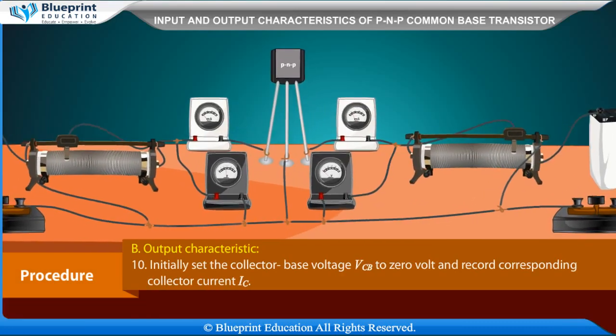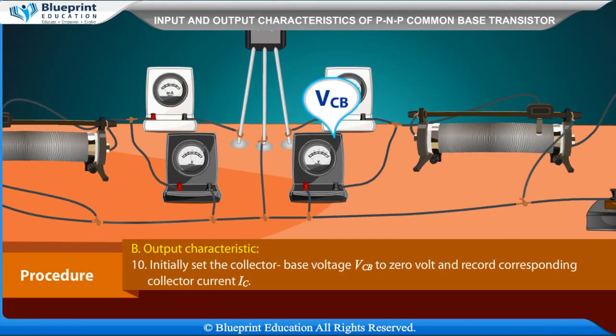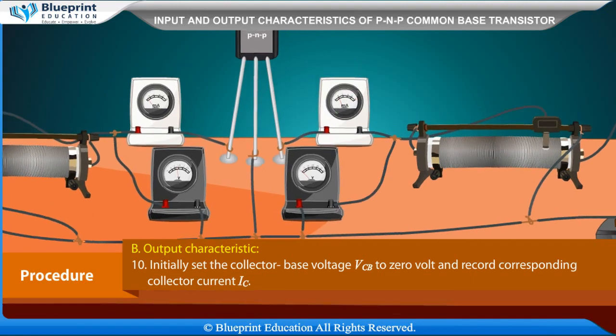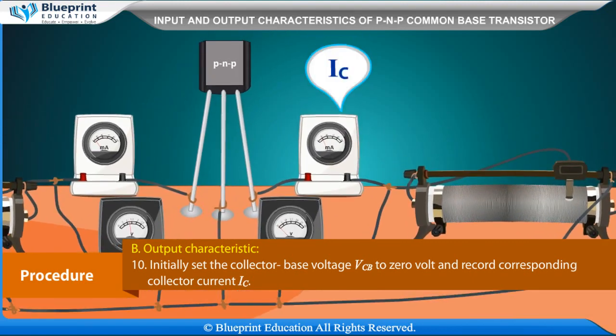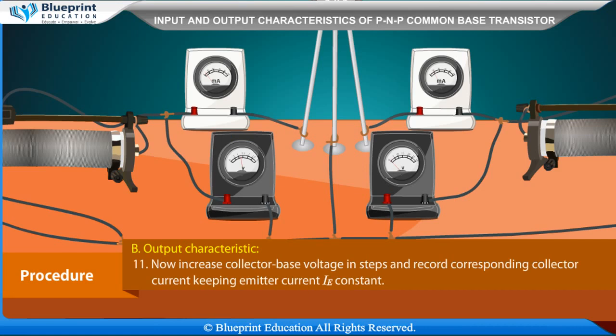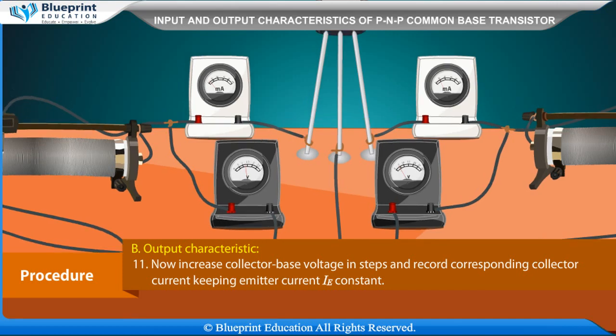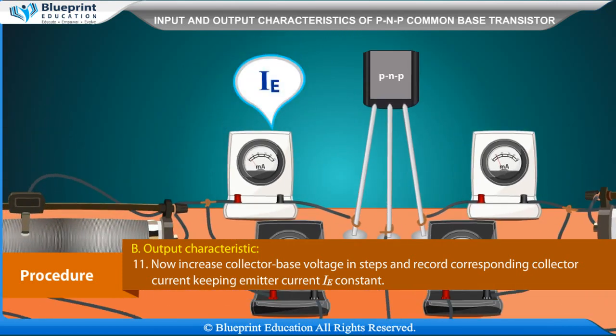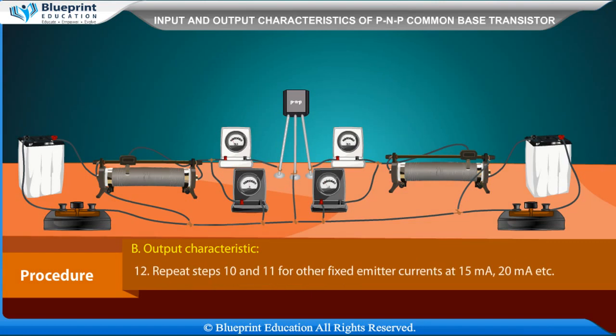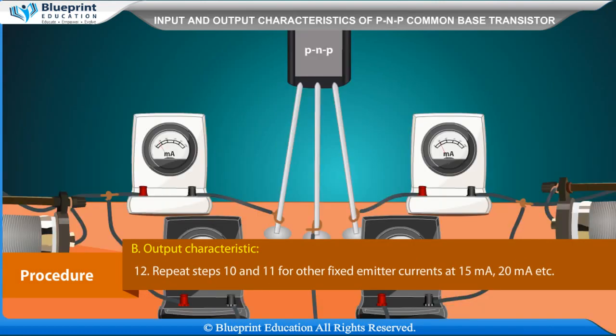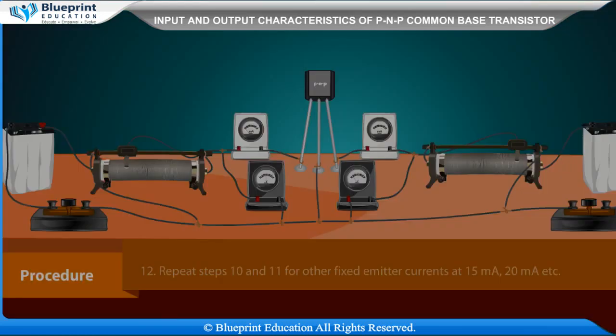Output characteristic: keep the emitter current IE fixed at a suitable value, say 10 milliampere. Initially, set the collector base voltage VCB to 0 volt and record corresponding collector current IC. Now increase collector base voltage in steps and record corresponding collector current, keeping emitter current IE constant. Repeat steps 10 to 11 for other fixed emitter currents at 15 milliampere, 20 milliampere, etc.